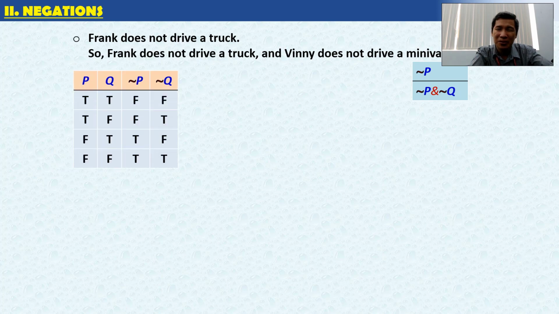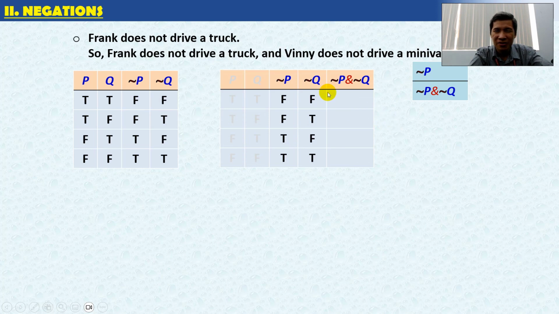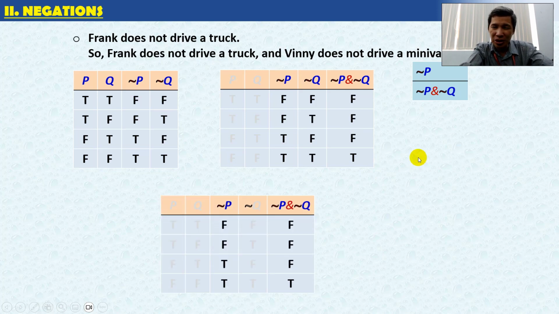Now let's set up the table. We have P, Q, not P, and not Q, right? And then from not P and not Q, we have not P and not Q. That's the conjunction. False, false, false. True, false, false. Then we have false, false, false, true. I hope it's clear to you right now, right? Now let's set up the last table. Then we have the premise on the left and the conclusion on the right.